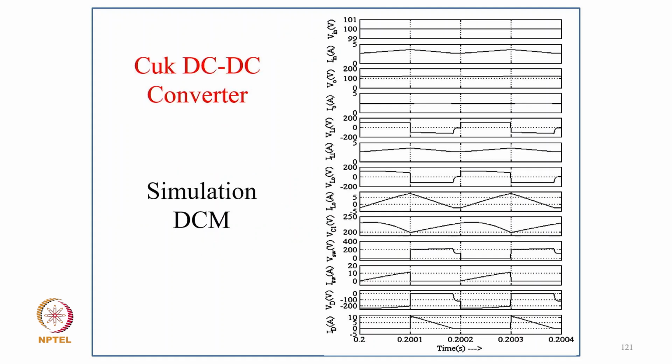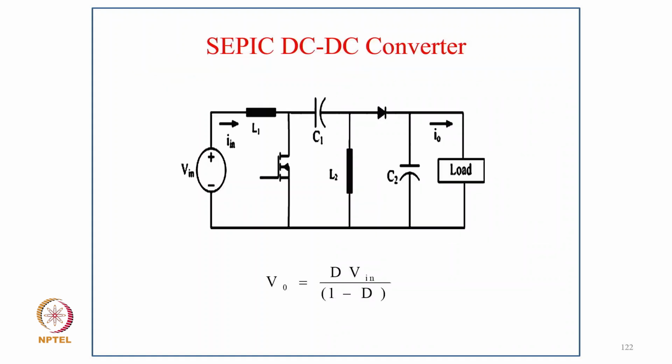And these are the typical waveforms for discontinuous current mode, especially for the output inductor current. As you can see, the output inductor current is discontinuous, and the remaining waveforms are typical.